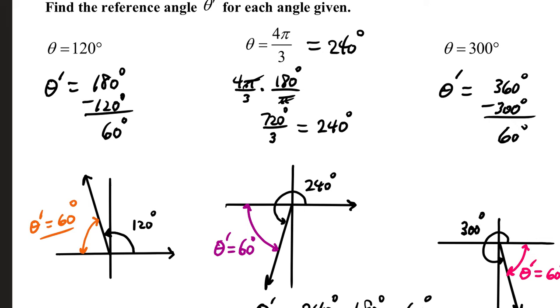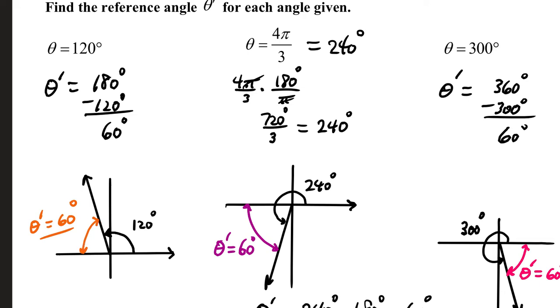Using the formulas above, you would take 180 degrees minus the angle given, since it's in quadrant 2, and then you would get 60 that way. I just think it's easier to visualize. If I go 120 degrees, how much more do I need to hit the x-axis?